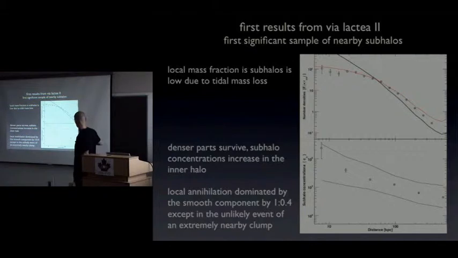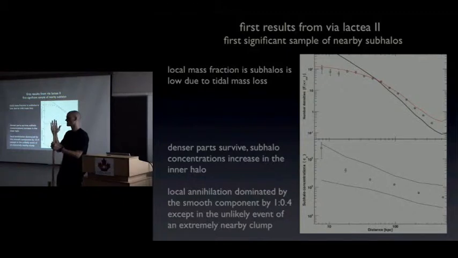They turn out to be much more concentrated than structures in the field. That's simply a tidal effect. The tides tend to take away the outer low-density parts, so the scale radius and the density within the scale radius become much, much higher. Relative to the dark matter, we have fewer systems in the inner part. That's also due to tides, but somewhat compensated, not fully, by their very, very high concentrations.